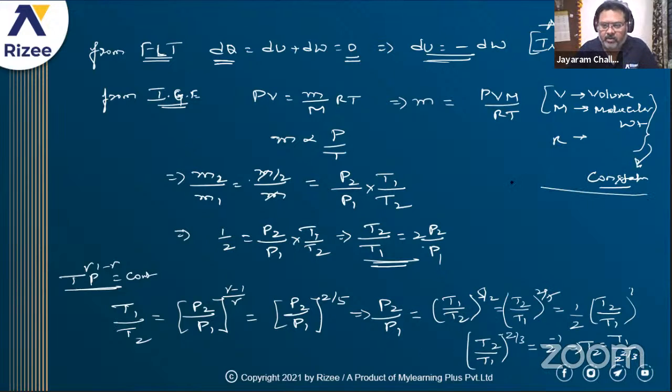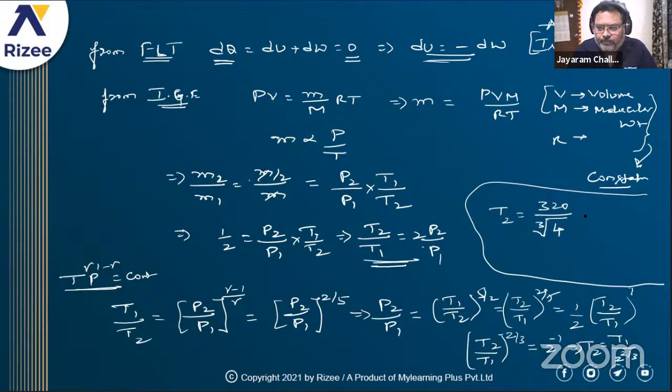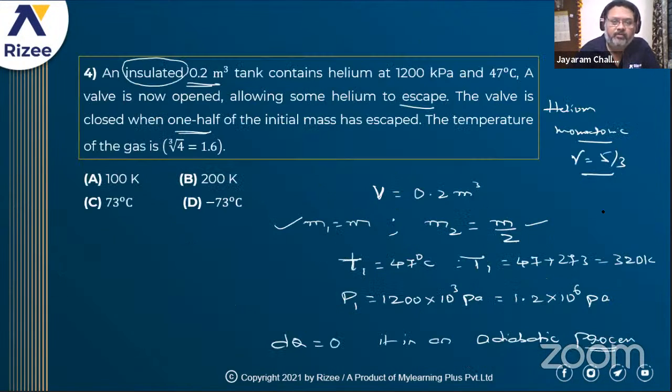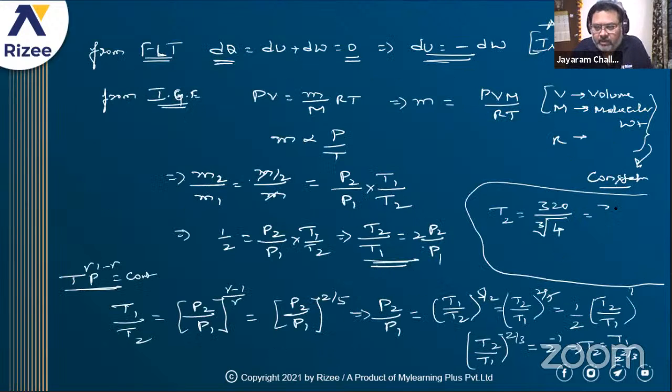So I'll just continue here. From this, T2 can be written as the initial temperature 320 divided by the cube root of 4. What is the value of the cube root of 4 given in the question? That is 1.6. So that will be 320 divided by 1.6. 6 twos are 32, so it should be 200 Kelvin in this case.